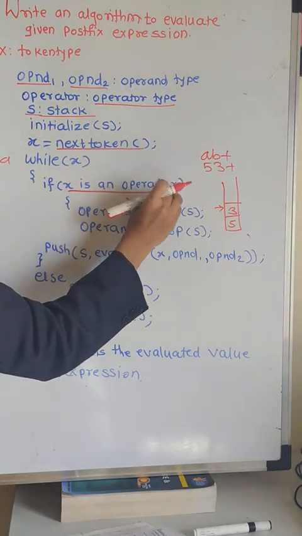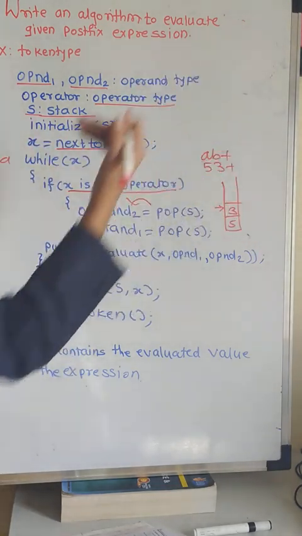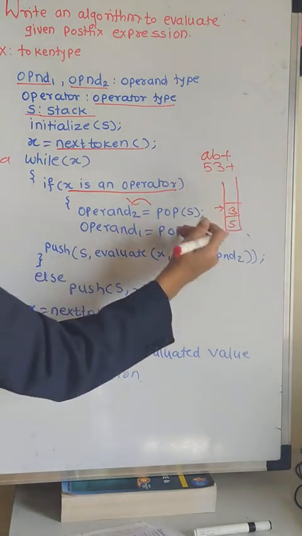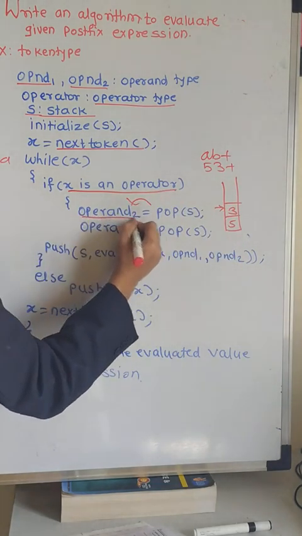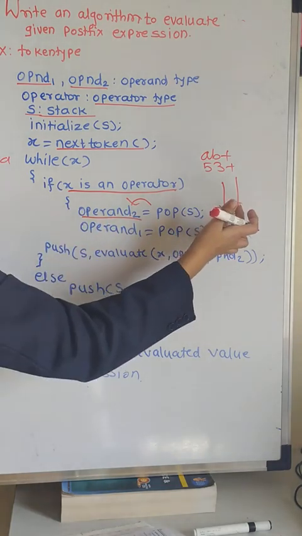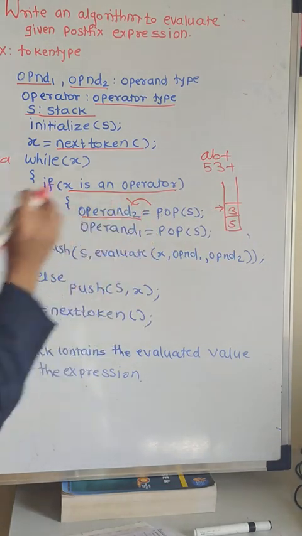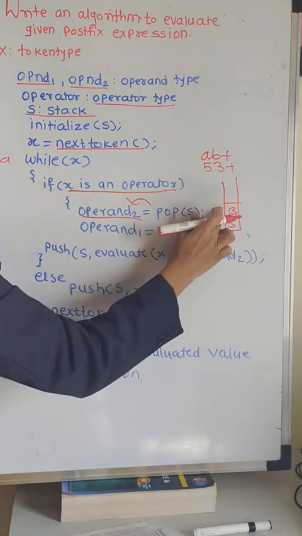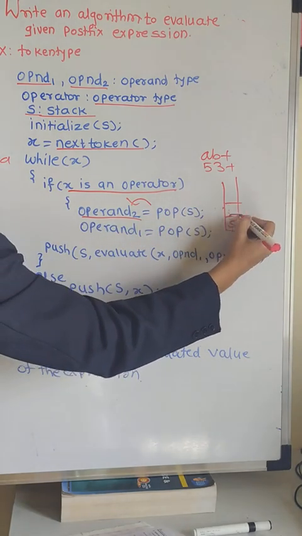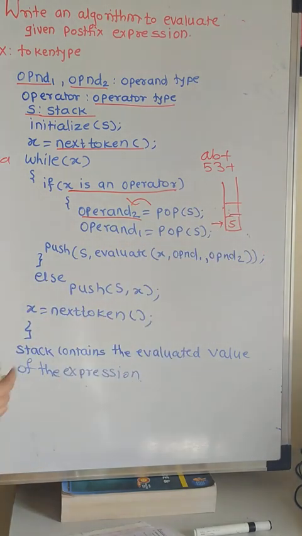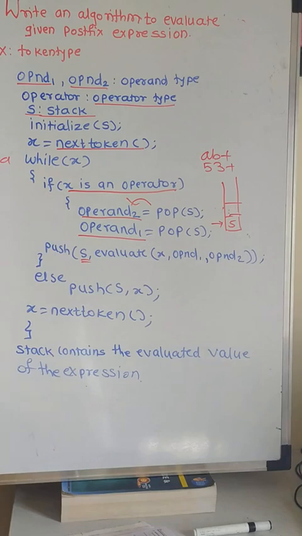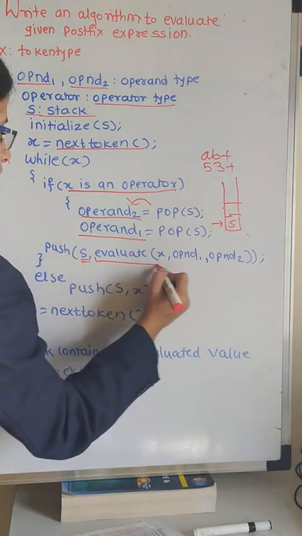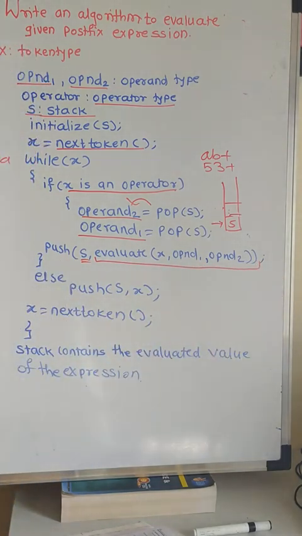If this x is an operator, pop the content of the stack. Pop the first element, the top of the stack, and store it as operand 2. The top element of the stack will be stored as operand 2. Then we remove the next element, 5, and store it as operand 1. Then push the value on the stack. First evaluate this; this part is for the evaluation.